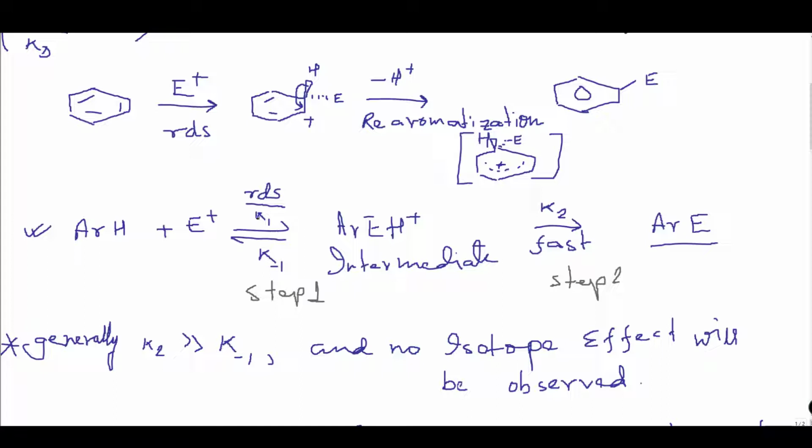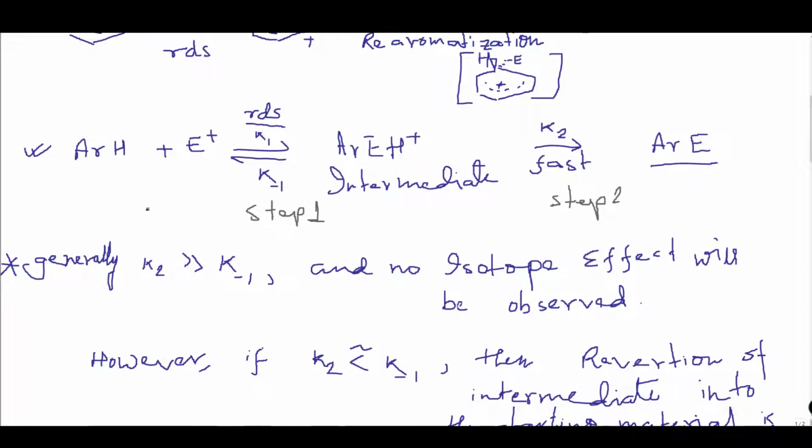But in reality, for certain reactions, if we perform an isotope labeling experiment, then we may observe that the kH by kD ratio is equal to 1 to 3. That is, the kH by kD ratio lies between the range 1 to 3. So what is the reason for this?